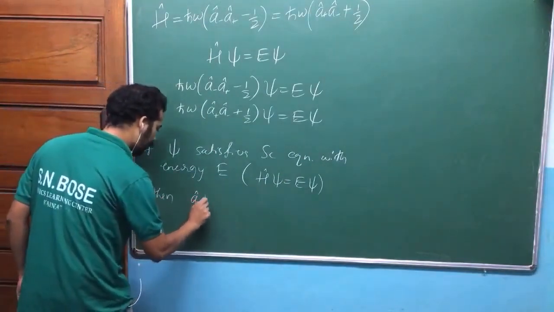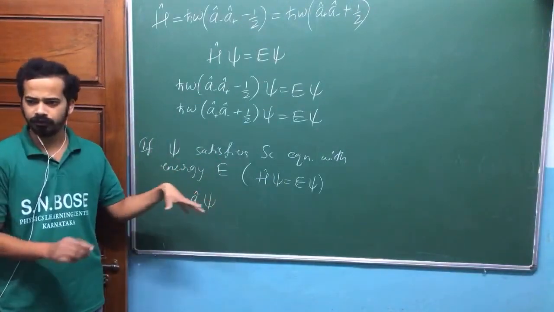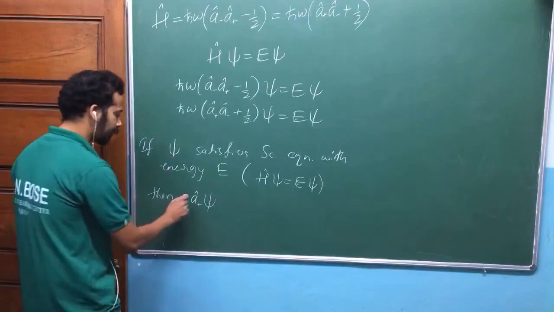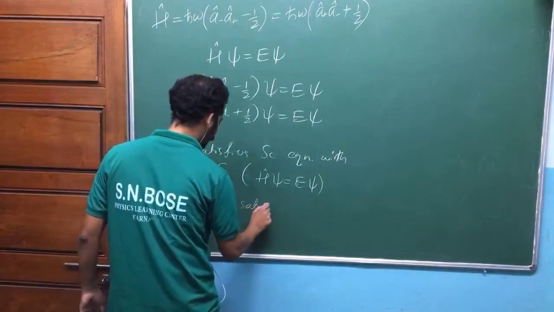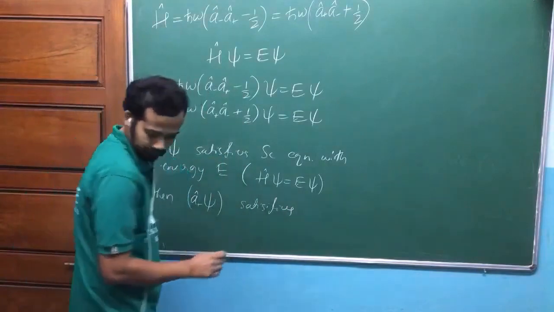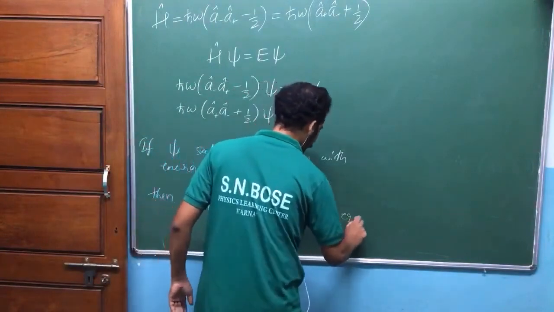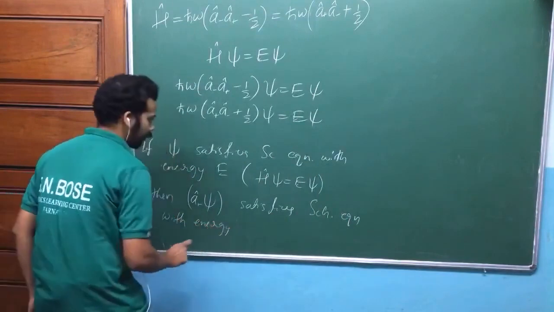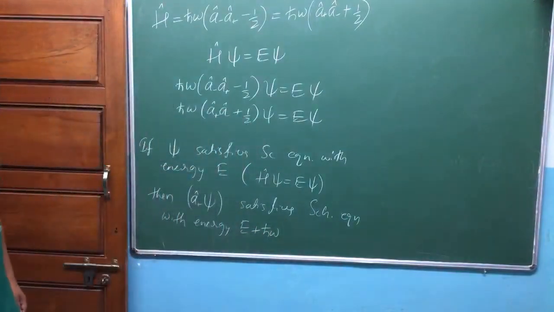a plus cap operating on psi. Look at here, psi is some function. When you operate a plus cap on that one, what you will get? You will get some other function. A plus cap into psi, that is different from psi. Okay. Then a plus cap into psi satisfies Schrodinger equation with energy E plus h bar omega.